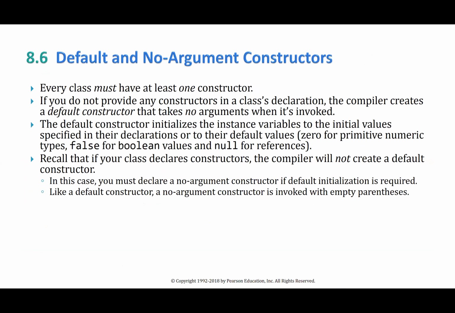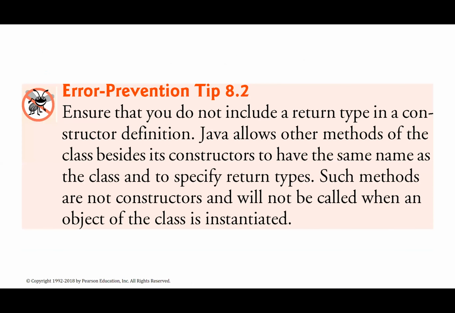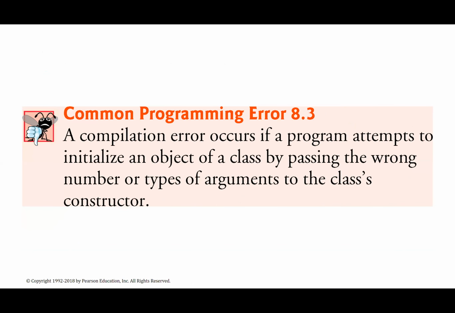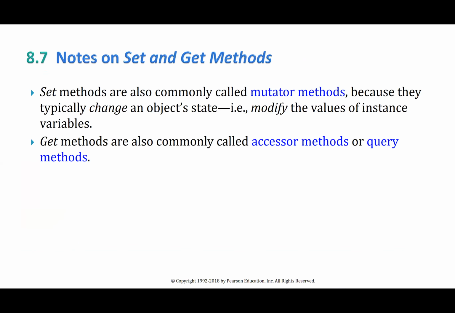The default and no argument constructors: every class must have at least one constructor. If you do not provide one, Java provides one. If you provide one, Java does not provide it. Okay, just keep that in mind. I will ask you to always write 2 of them, so I guess it really doesn't matter. Okay, we'll always make it work that way. So do not include a return type in the constructor. There is no such thing. We're constructing objects, we're not returning anything. Okay, and they really won't be constructors if you have a return type included. A compilation error occurs if a program attempts to initialize an object of a class by passing in the wrong number or types of arguments to the class.